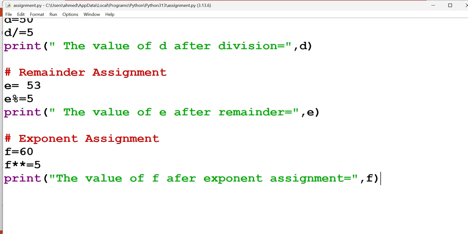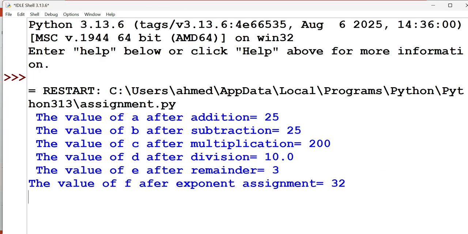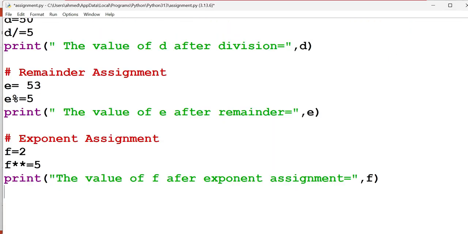To make it simple, I will change the value with 2. So 2 to the power 5 will be 32. 2 multiplied by 2 multiplied by 2 multiplied by 2 multiplied by 2. 2 will be multiplied 5 times. 32. Now we will discuss the last assignment, that is floor division assignment.